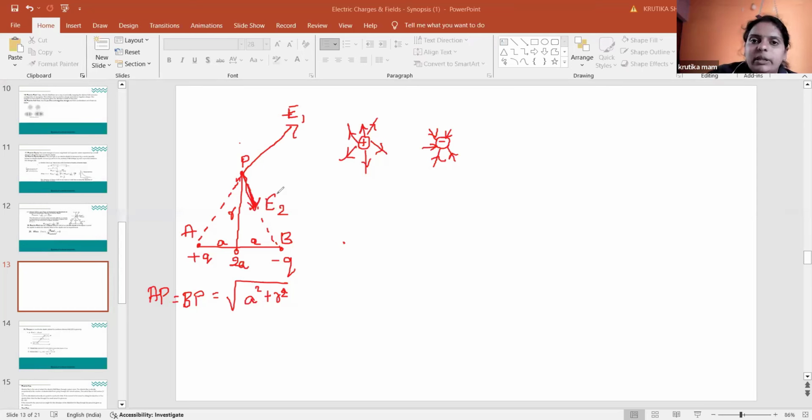Why are we showing the lines outward and inward? The outward means that the positive charge is there. Therefore you have that. And inward because of the negative charge. E1 and E2. Yes. Okay. So now due to this E1 and E2, the resultant electric field intensity will be along this direction. Is that clear? Okay. So this way we can do it.